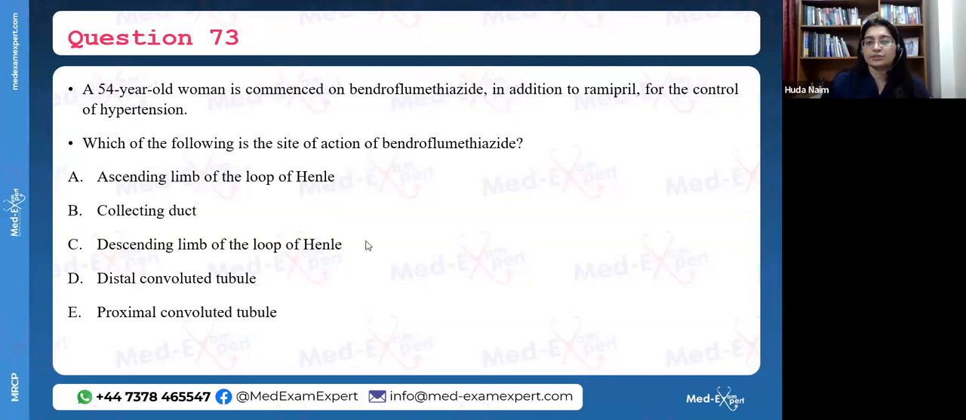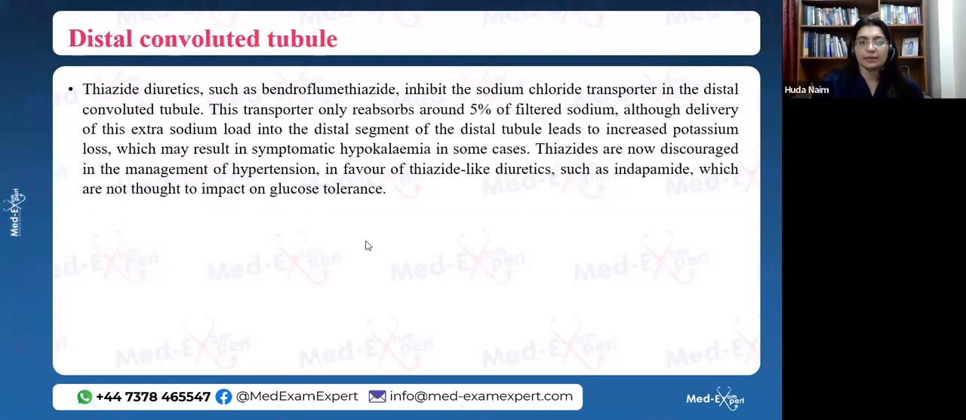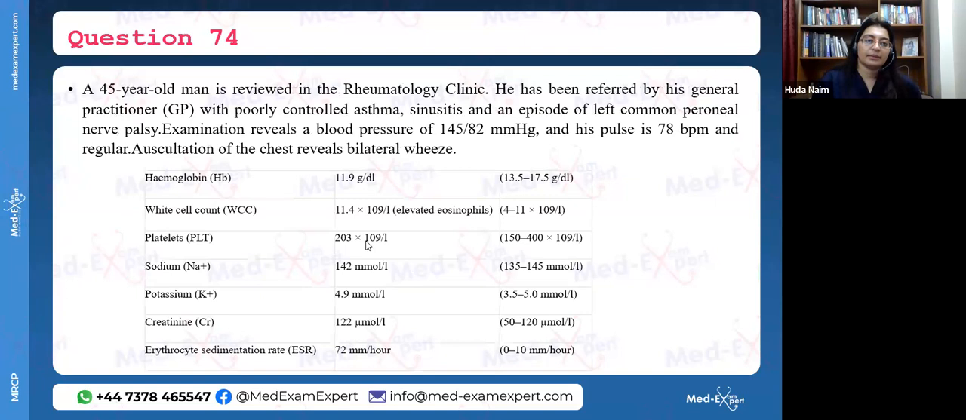Again, very important question. They always ask you about the different diuretics, and they ask you about where it has its effect. So thiazide diuretics, they act on the distal convoluted tubule. Okay. So they inhibit the sodium chloride transporter in the distal convoluted tubule. Okay. The next one.